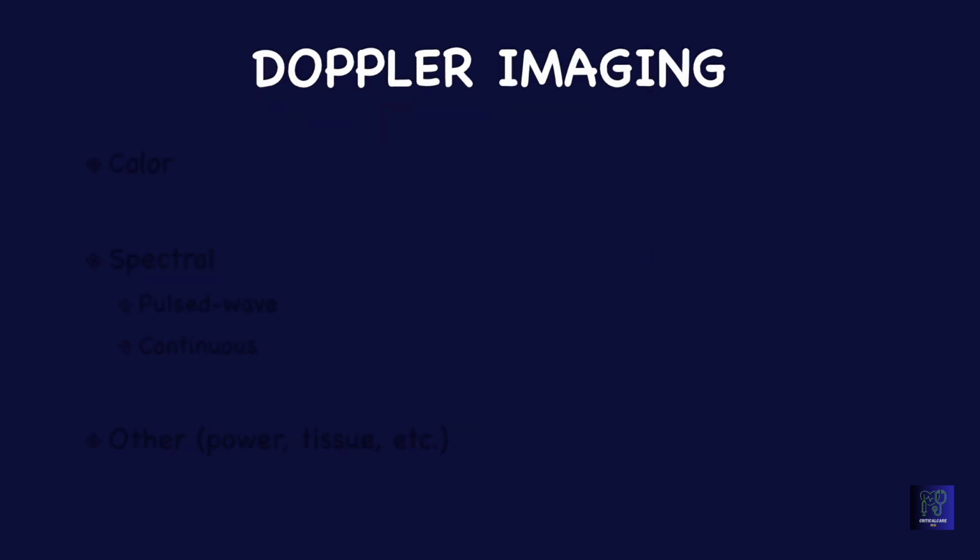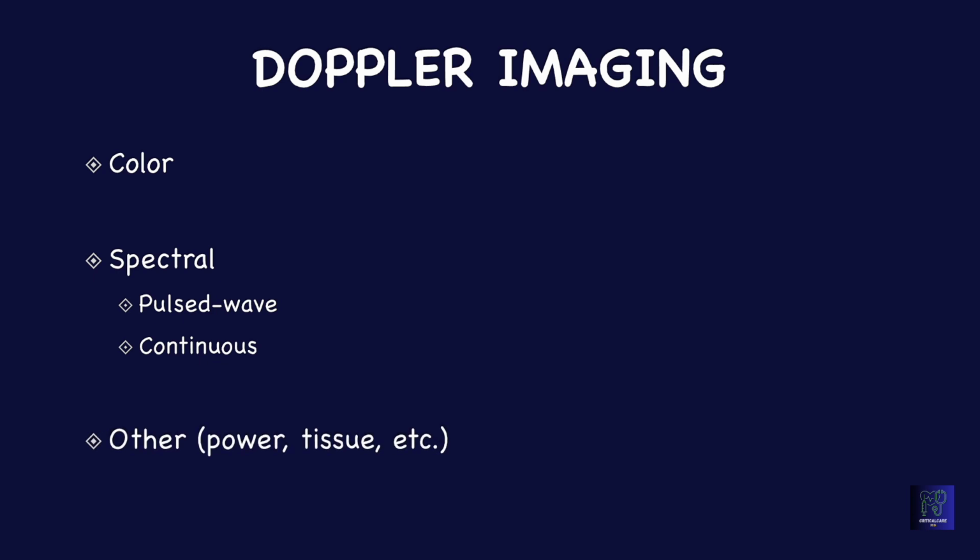There are two main types of Doppler imaging used for point of care ultrasound. First is color Doppler. This tells us about the direction of movement but does not help with calculating velocities. Spectral Doppler helps with calculation of velocities as well. There are some other types of Doppler imaging like power Doppler, tissue Doppler, etc., but we don't commonly use them for point of care ultrasound. Spectral Doppler is somewhat advanced concept. For the purpose of this video, we will focus only on color Doppler.